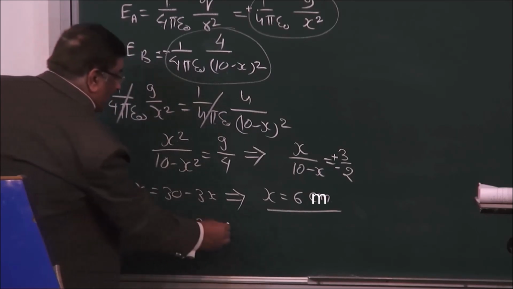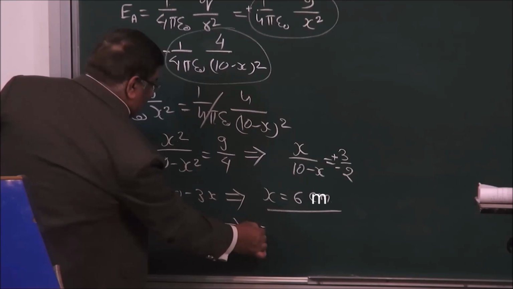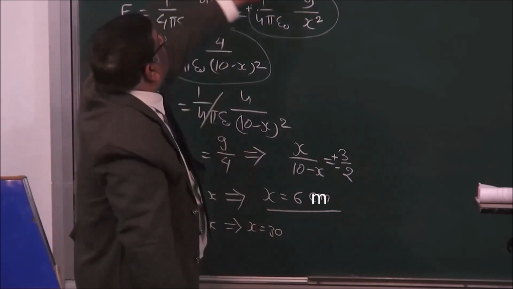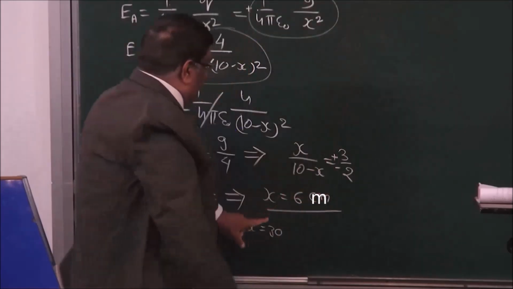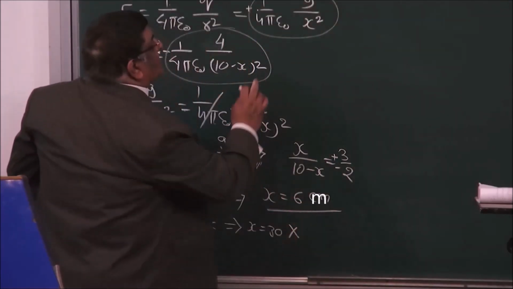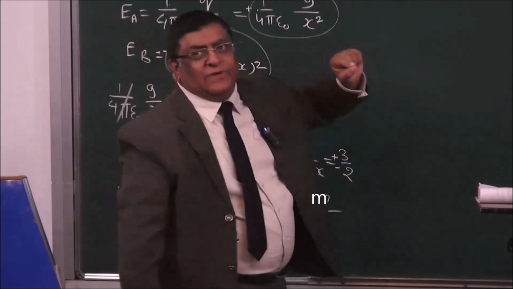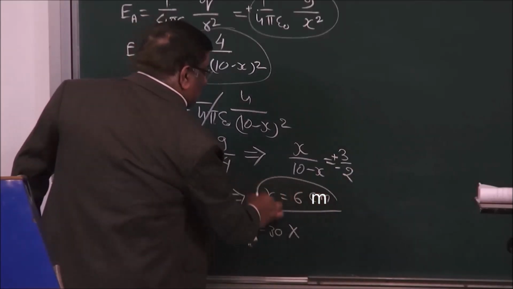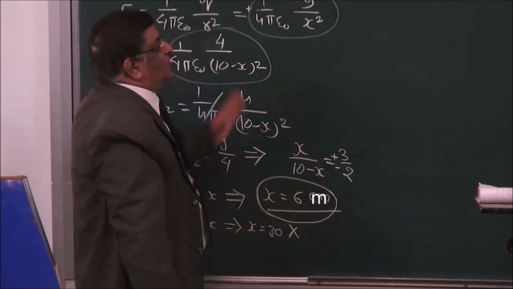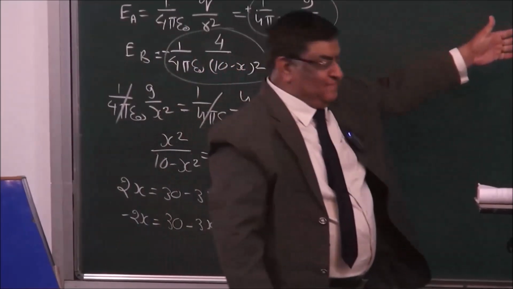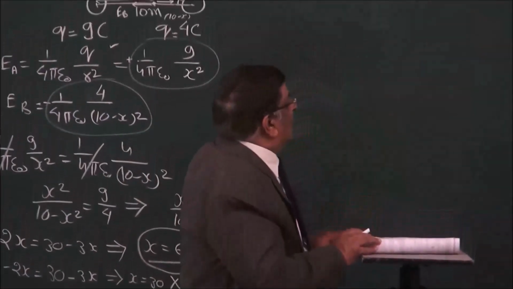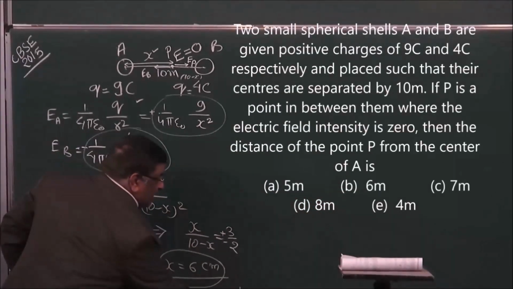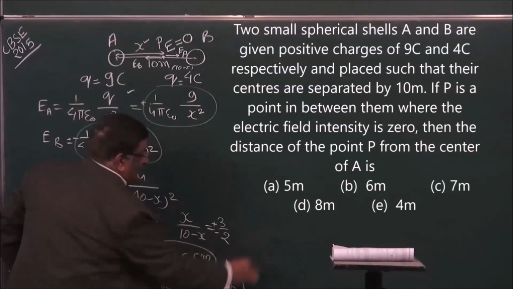And now you will find x is equal to 30. So x is equal to 30 will be outside this line, so we reject this, because in our question what is given is a point between the two. So we reject this and our answer comes to be x is equal to 6 meter. Now please see the answer here, and we find that answer B is our correct option. So B is our correct option.